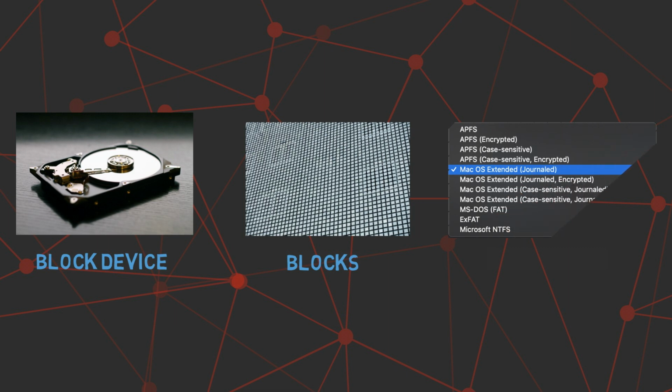A file system must be applied on top of the block level storage to map files onto a sequence of blocks. Few examples of file systems include File Allocation Table or FAT, New Technology File System or NTFS, Apple File System or APFS.